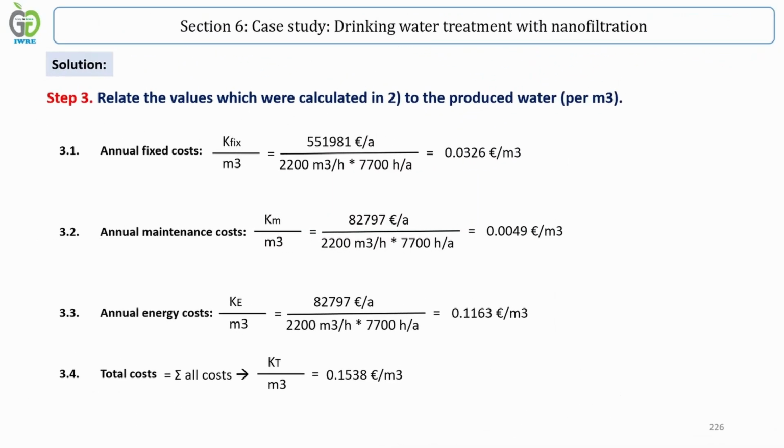In this step, the values which were calculated in the second step are now related to the produced water in cubic meter. And as the question asks to determine the maximum cost per cubic meter, the total cost of €0.1538 per cubic meter has been calculated.